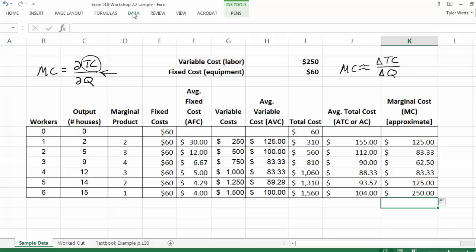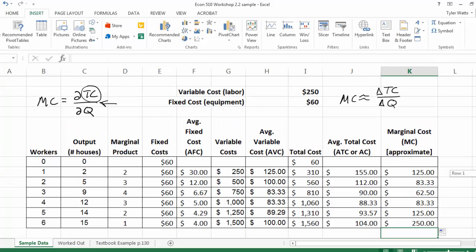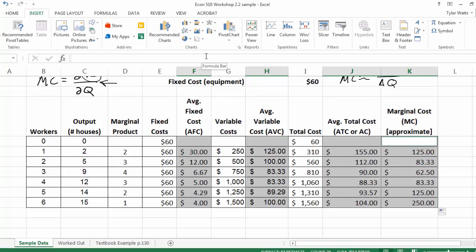And what we want to do is go up to the Insert tab up here. I'm going to pin that. And what do we want to graph? Well, average cost, so I'm going to select this data. Average fixed cost, I'm going to hold down Control, select average variable cost, holding Control, average total cost, and marginal cost.